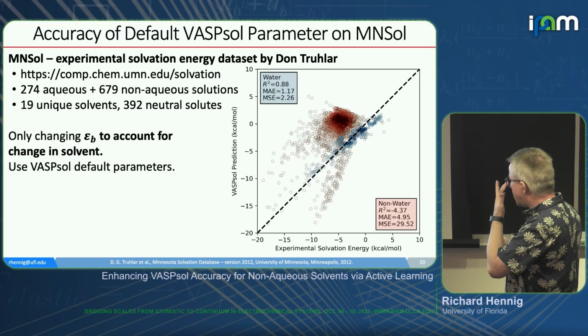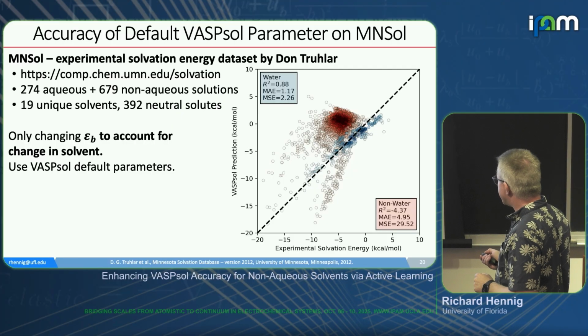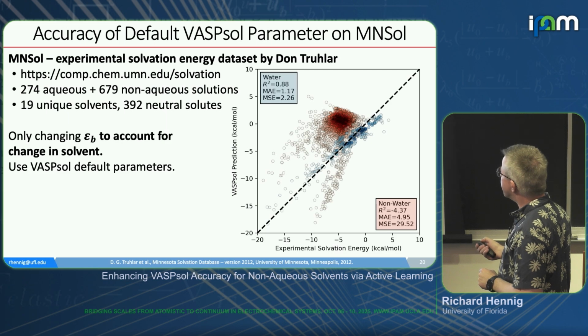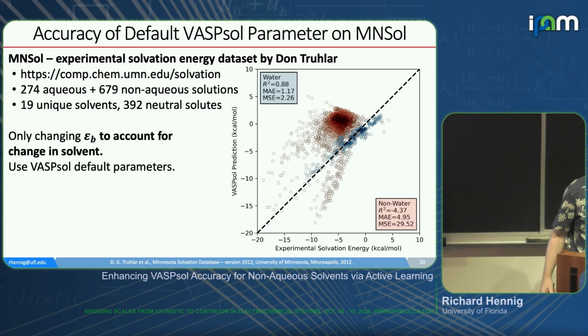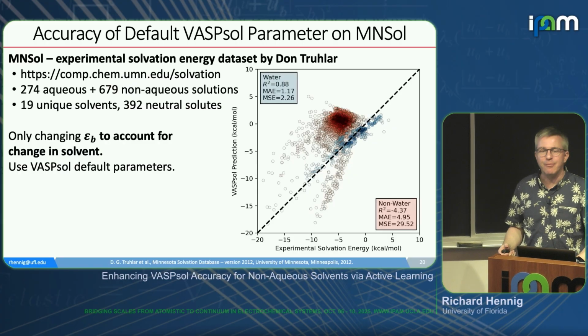So this is terrible. The errors, 5 kilocalories per mole for the MAE, 30 kilocalories for the MSE. I mean, look at that blob. It's in the wrong place. It does everything wrong. So that was the motivation. When Eric showed me that, I said, yeah, we got to do something.